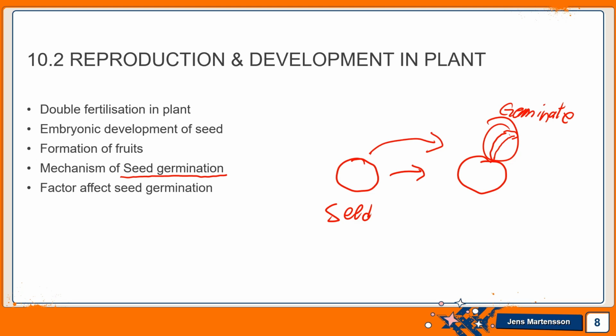There is also one hormone. This hormone is the plant hormone that you already learned in chapter 9. I already forgot what hormone it is, but there is one hormone in chapter 9 that plays the role in the mechanism of seed germination. Okay. And the final topic is the factors that affect seed germination. What factors will affect seed germination? There are some factors that will affect the seed germination. This also you have to know.